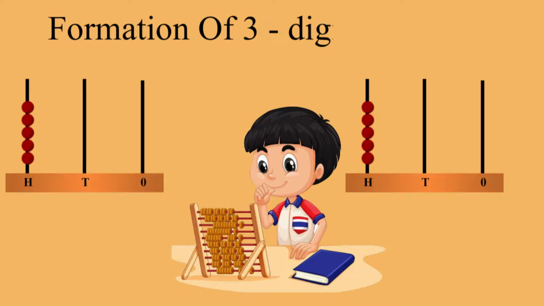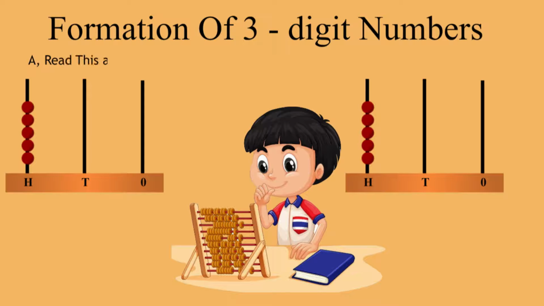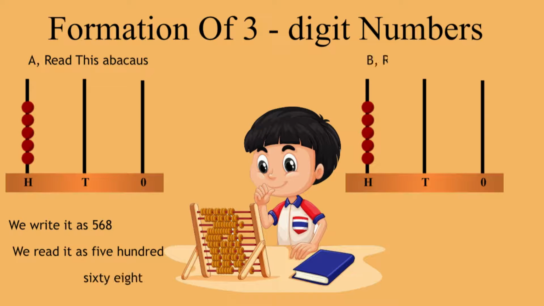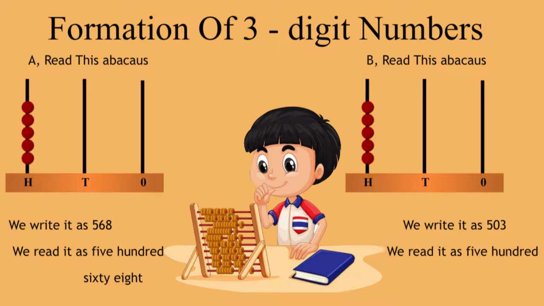Formation of 3-digit numbers. Read this abacus. We write it as 568. We read it as 568. Read this abacus. We write it as 503. We read it as 503.